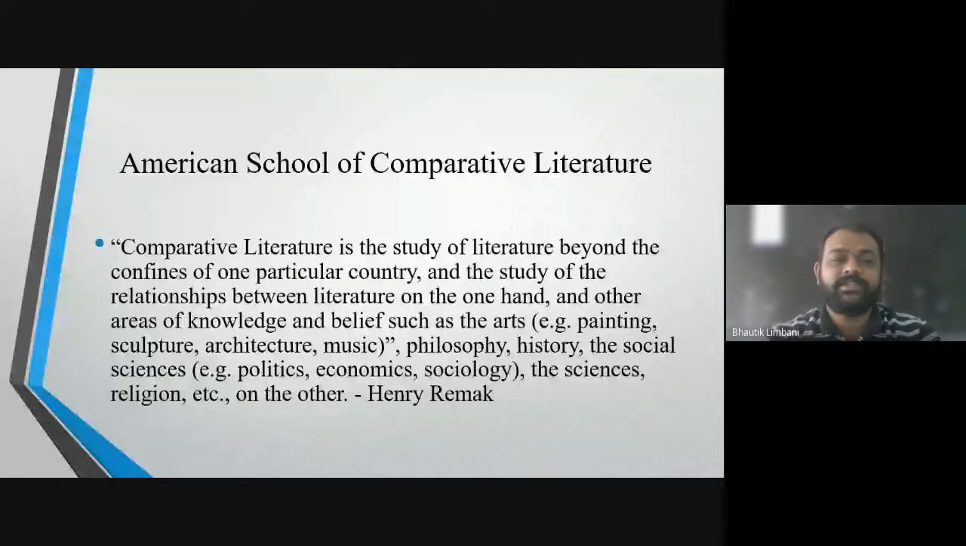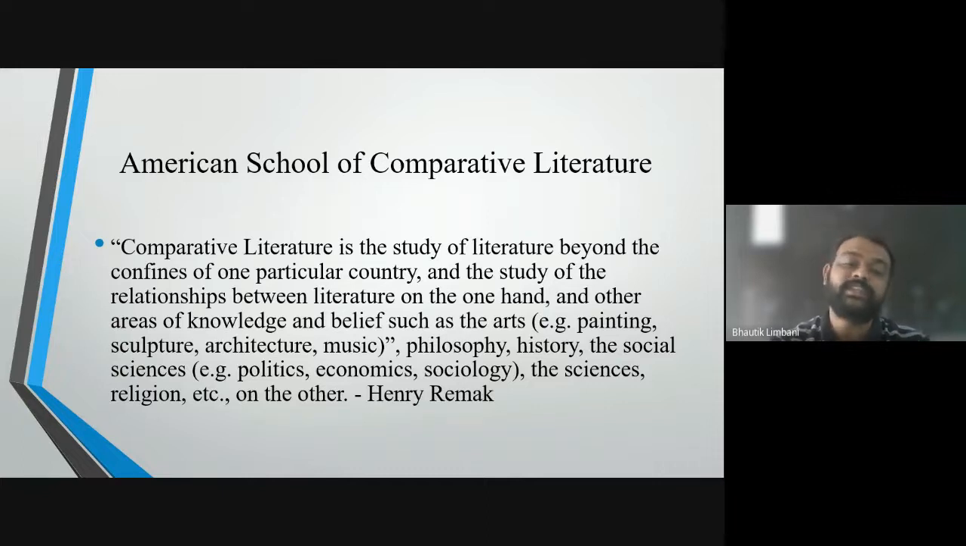So the American School of Comparative Literature also participated rigorously to make this an individual, separate branch of knowledge. Someone called Henry Remak tried to define first what it is all about. He says comparative literature is the study of literature beyond the confines of one particular country and the study of the relationship between literature on the one hand and other areas of knowledge and belief, such as the arts, that include painting, sculpture, architecture, music, and philosophy, history, and social sciences, that is politics, economics, sociology, the sciences, religion, etc., on the other. So the American School of Comparative Literature did something extraordinary, and that was that it made it interdisciplinary.